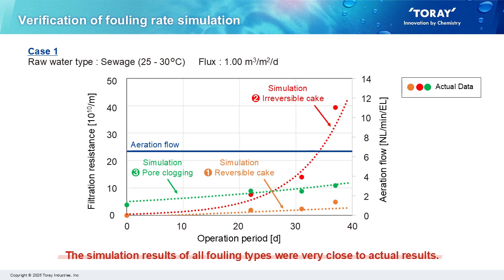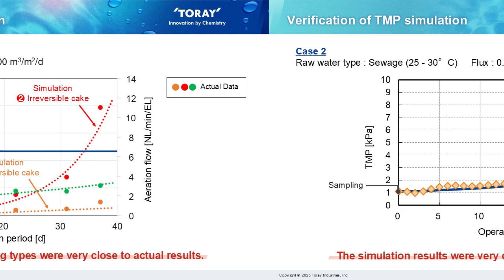This slide is the verification of simulation result focusing on 3 fouling types. In this figure, the horizontal axis indicates operation period and the vertical axis indicates filtration resistance. These plots show actual filtration resistance of each fouling type. And, these broken lines show simulation results. As you can see, the simulation results of all fouling types were very close to actual results.